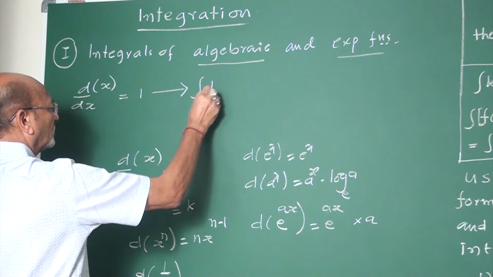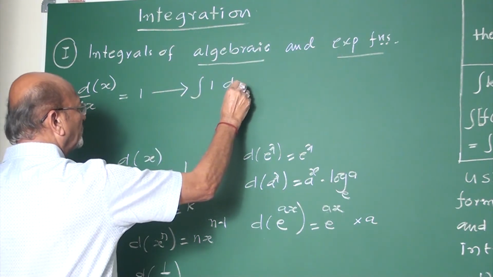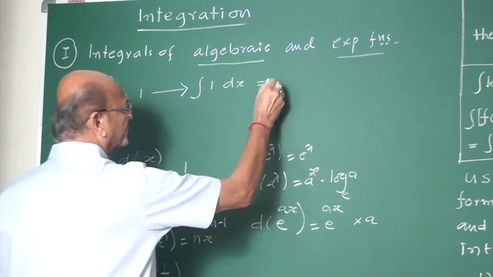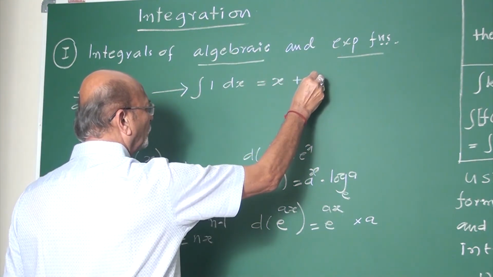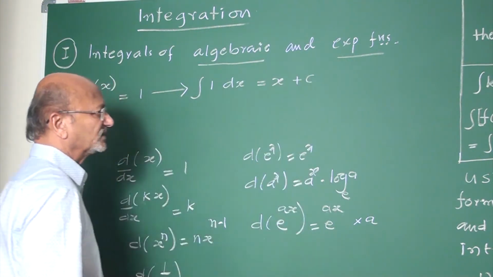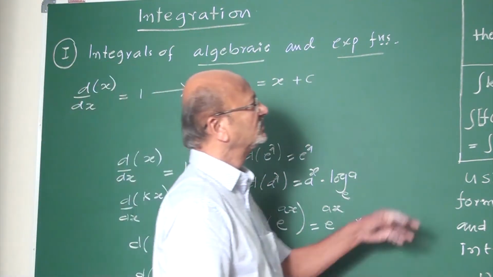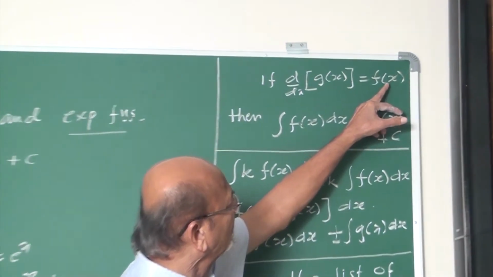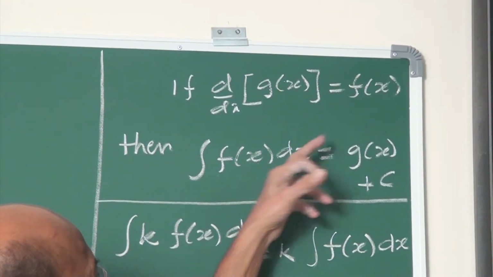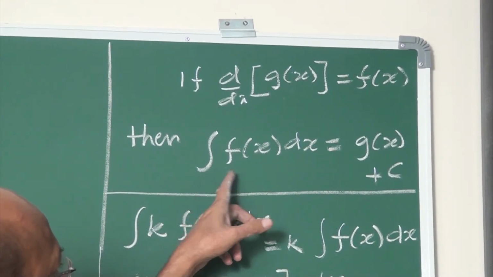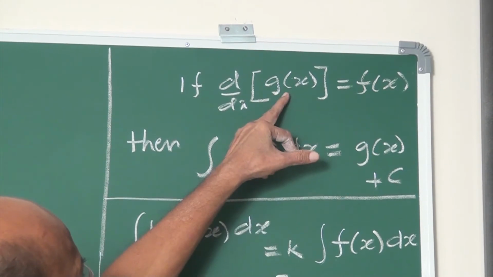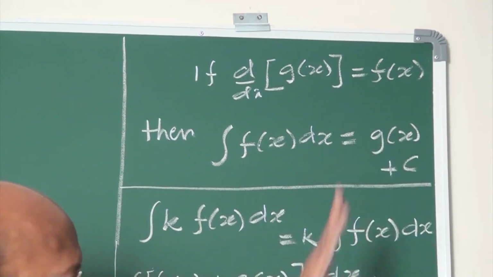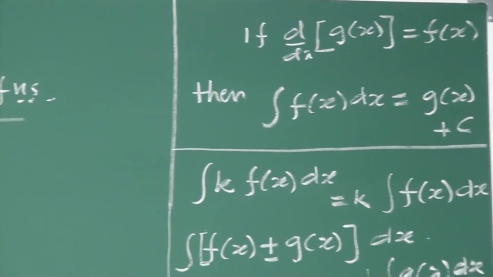Integral of 1 with respect to x is the bracket, which is x. As usual, plus c, because it is indefinite. If d by dx of g(x) is f(x), reverse it: integral of f(x) with respect to x is g(x) plus c. I have explained about that. C, my friend. This is 1.